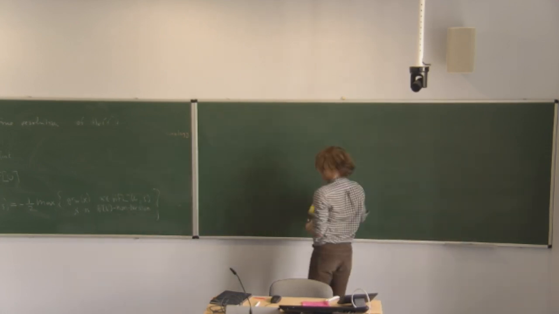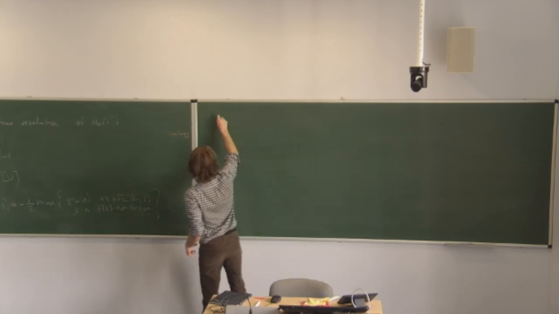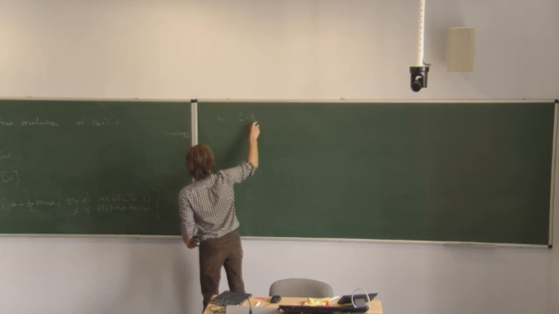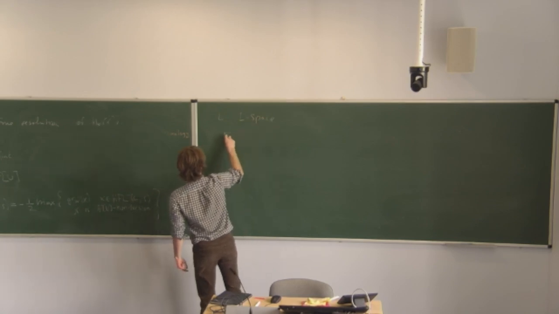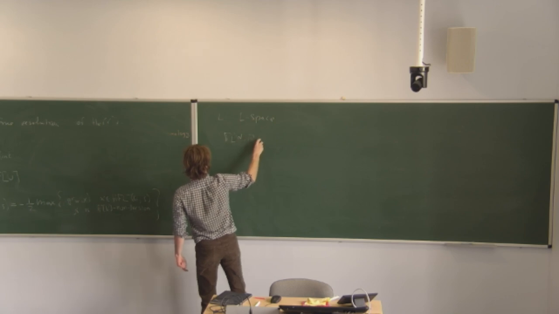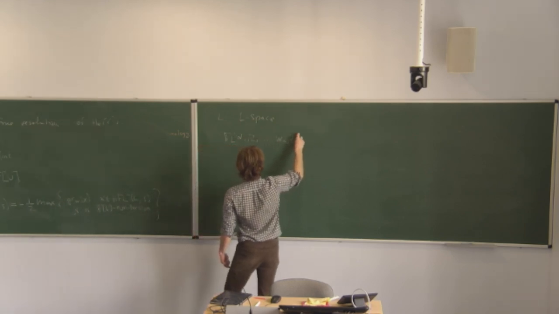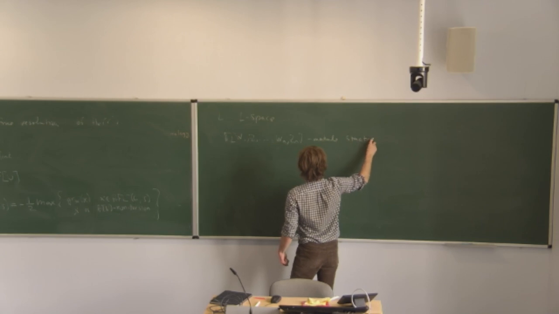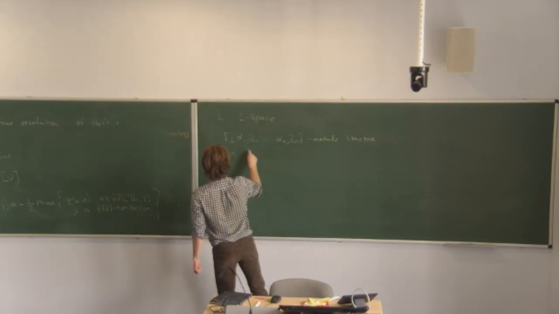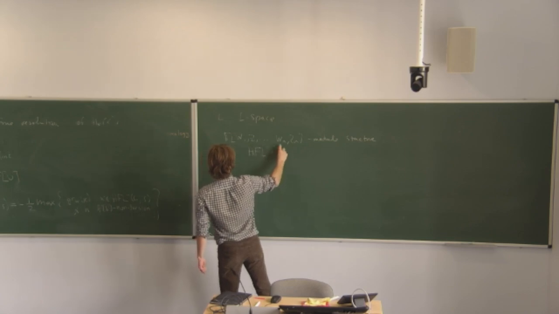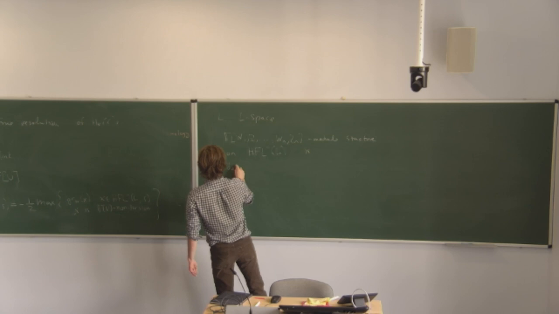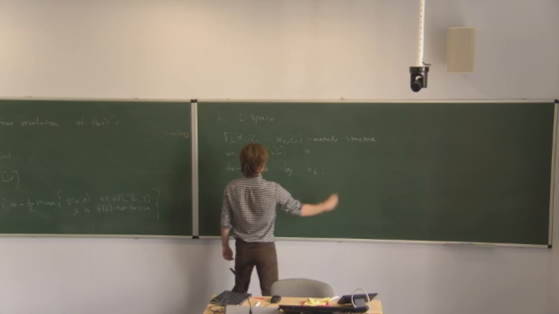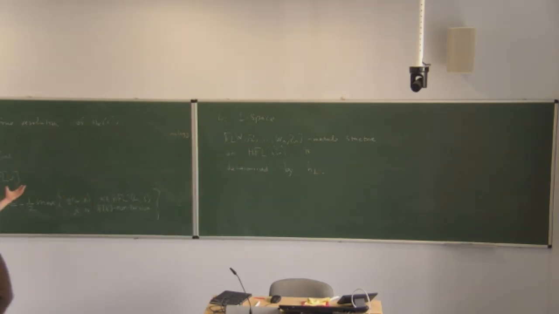So for L-space links, if L is an L-space link, the F adjoin W1, Z1 module structure on the homology is determined by the H function. So if I know the H function, then I actually know the homology.